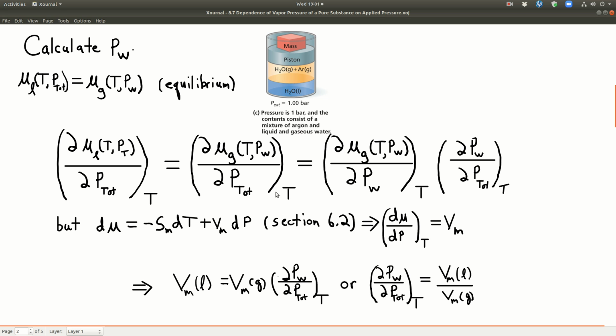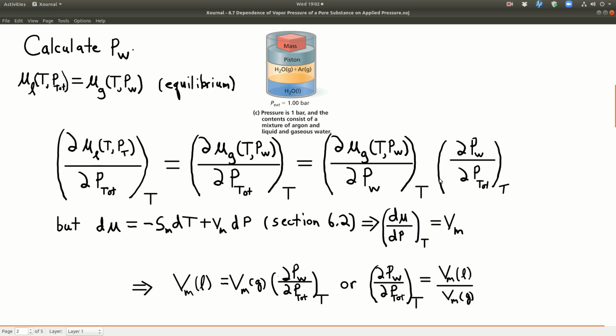Now, we're going to pull a little fast one here. We're going to write this differential slightly differently. This is exactly the same if we write the partial of the chemical potential of the gas with respect to the partial pressure of the water at constant temperature, times the partial differential of the partial pressure of the water with respect to the total pressure at constant temperature. You see that these cancel and it's exactly the same.